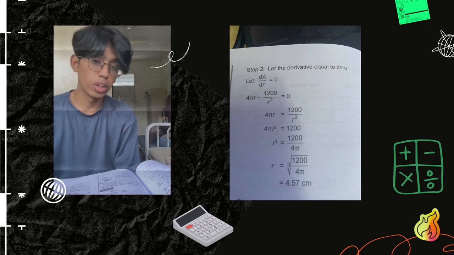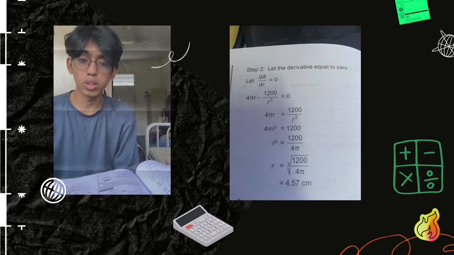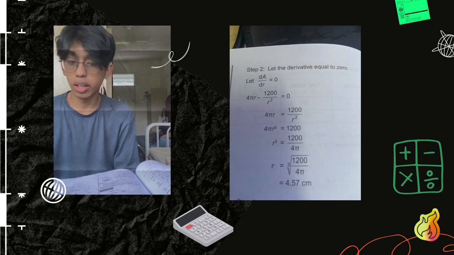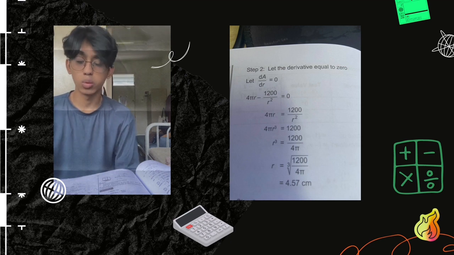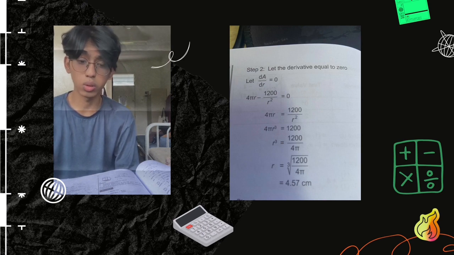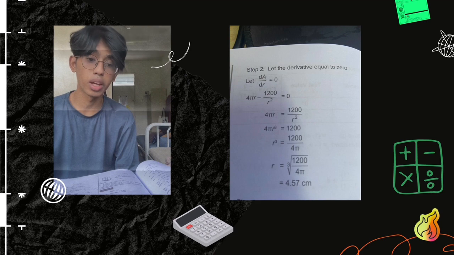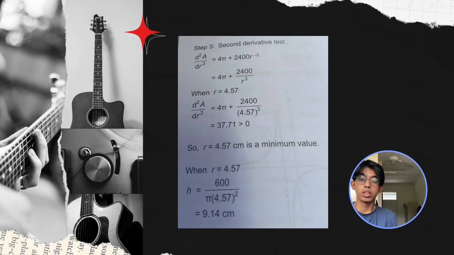So we get the value of r cubed, which is 1200 over 4 pi. Then we move the power of 3 to the right side, and it will be r equals the cube root of 1200 over 4 pi, and we get the answer, which is 4.57 cm. Then step 3 is the second derivative test.